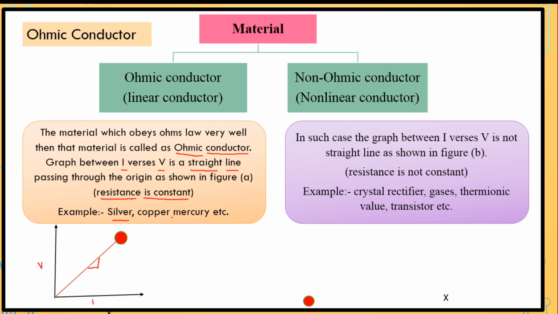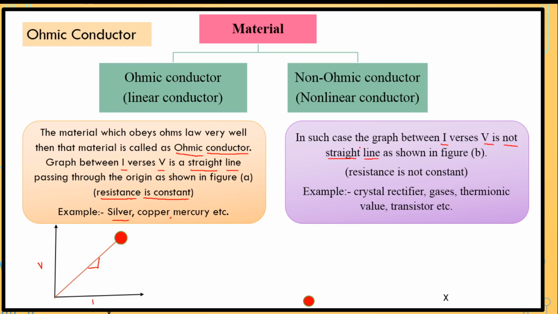Examples are silver, copper, mercury, etc. These are examples of ohmic conductors. In a linear conductor we get a straight line graph. In a non-ohmic, non-linear conductor, the graph of I versus V, current versus potential difference, is not a straight line.